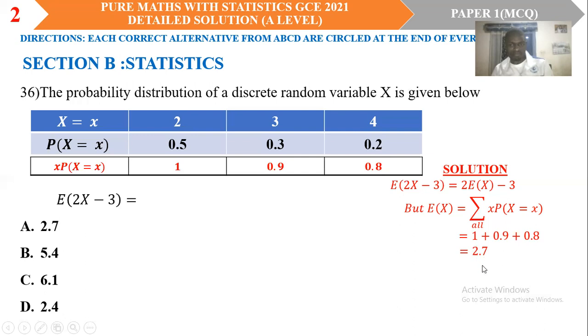Now, substituting 2.7 as the expectation of x in the first expression, we have 2 times expectation of x minus 3 to be 2 into 2.7 minus 3. This is equal to 5.4 minus 3, answer 2.4. Answer Z.